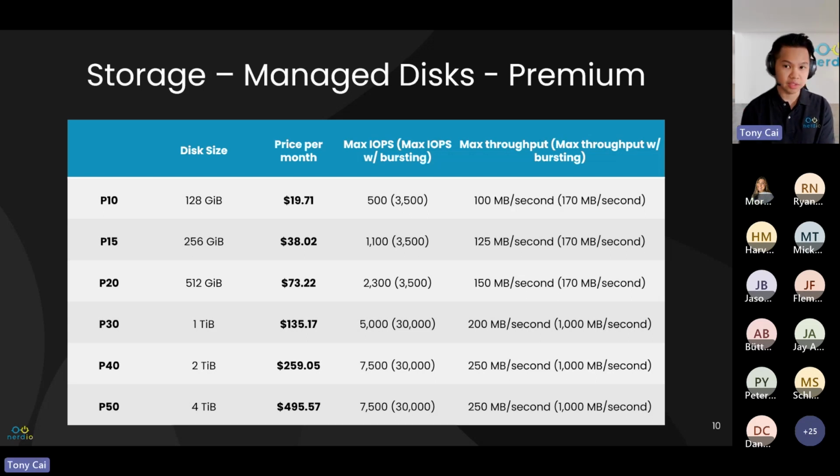Jason had a question in the chat. What is the limit on the time you can use its bursting speed? So there's like a 30-minute limit, right? It's a calculation thing. If you go to the Microsoft documentation for premium disk bursting, you'll see how they do it.